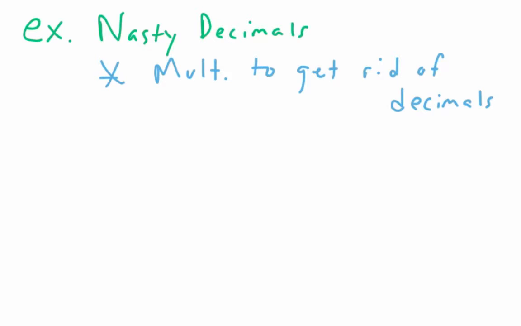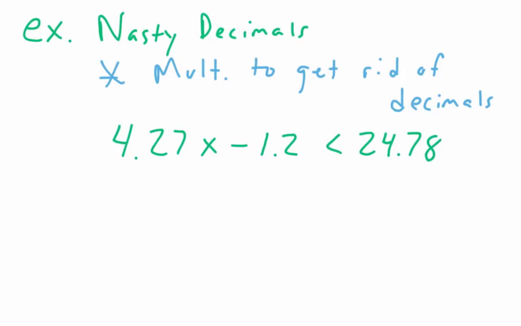But here's the example if you want to at least look at it. So it'd be 4.27x minus 1.2 is less than 24.78. Especially if you're using a calculator, it's really not that bad of a problem to just work with it the way it is.